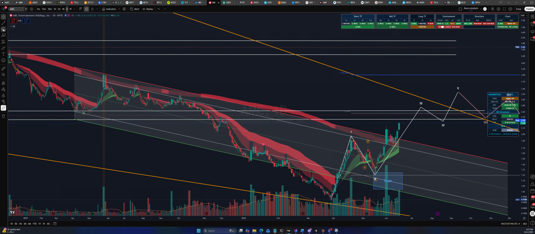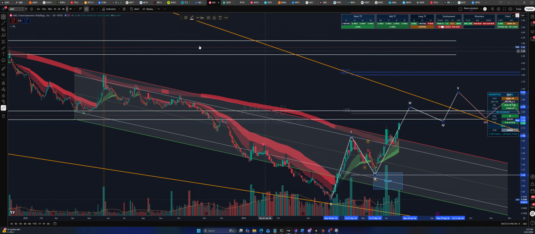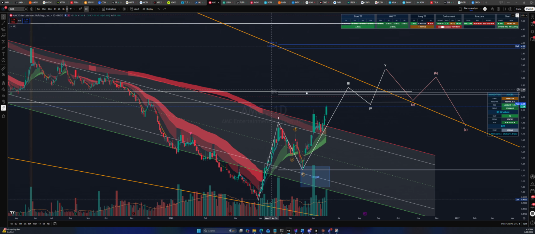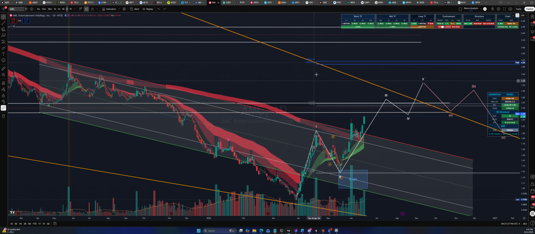How did I get wave 3? Wave 1 was here. And your wave 3 is anywhere between the 0.1 to 0.618. But I'm going to be more conservative and say this is what we're going to do. And this applies to any different charts or any different tickers that you're looking at.